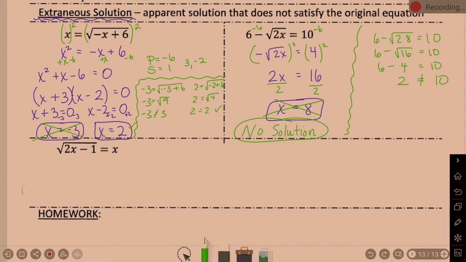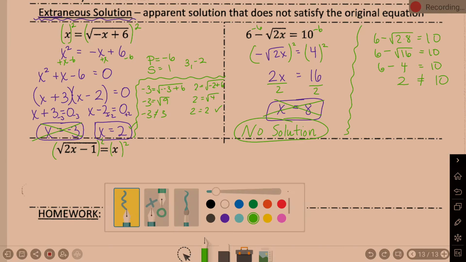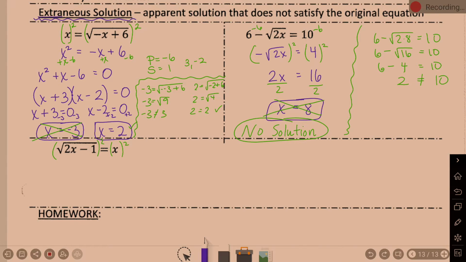One radical? It's by itself. So we're going to jump right into squaring it. I square the left, I square the right. When I square that square root, you get what's under it. When I square that x, x squared. So 2x minus 1 equals x squared.